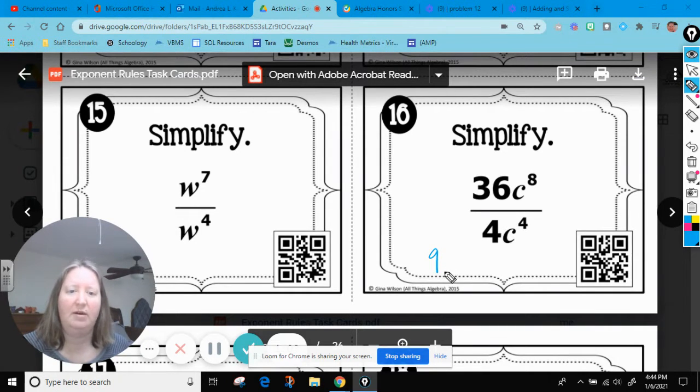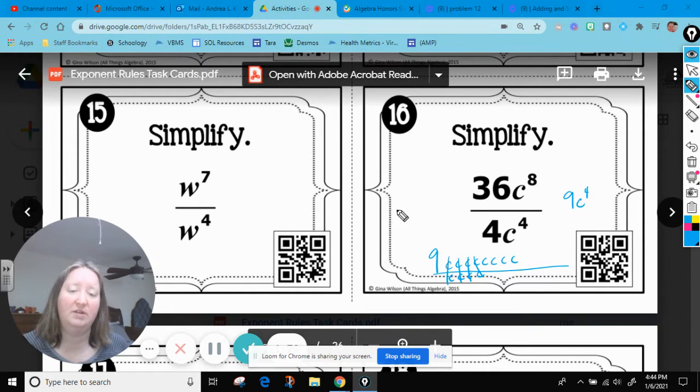Now, on the top, I have 8 C's: 1, 2, 3, 4, 5, 6, 7, 8. On the bottom, I have 4 C's: 1, 2, 3, 4. And I cross out any that are on both top and bottom. Then what I'm left with is just 1, 2, 3, 4 at the top. So 9c to the 4th.